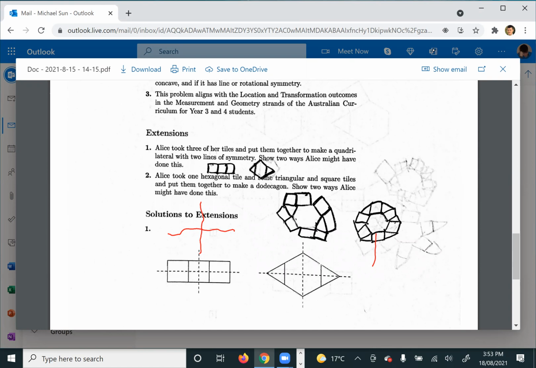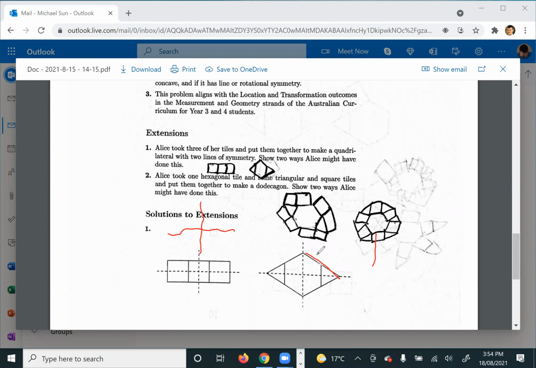Can you see that they put 3 squares together to make a quadrilateral? Yeah, 3 squares. And you put 2 triangles on the ends of the hexagon. So again, we can use 4 squares to justify that that's a straight line, right? Yeah. Alice took one hexagonal tile and some triangular and square tiles and put them together to make a dodecagon.